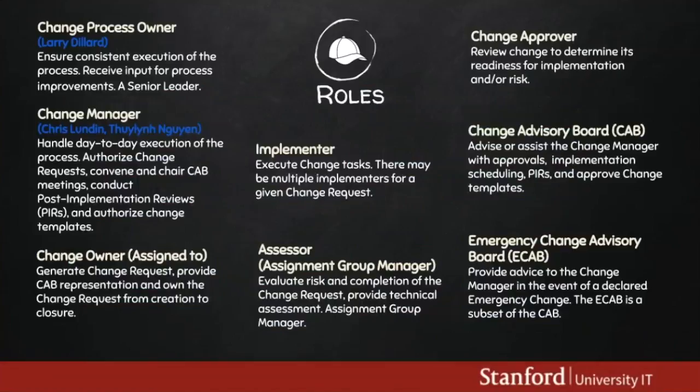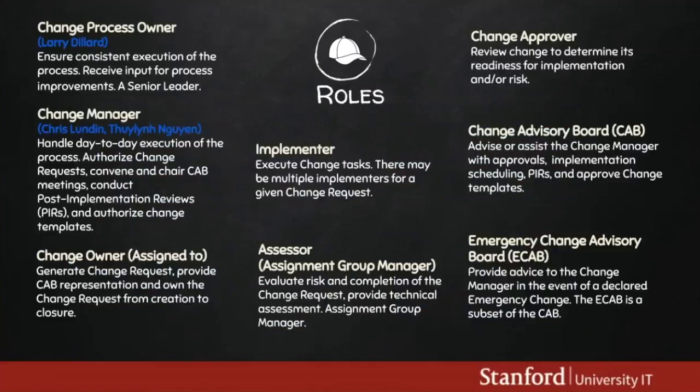And once they've authorized the change, then it goes through, and the change approvers are going to go through and approve the change request and determine the readiness for implementation. And the CAB, which everyone should be familiar with now, they assist the change managers with approvals, implementation scheduling, the PIRs, which again are the post-implementation reviews, and approving change templates.